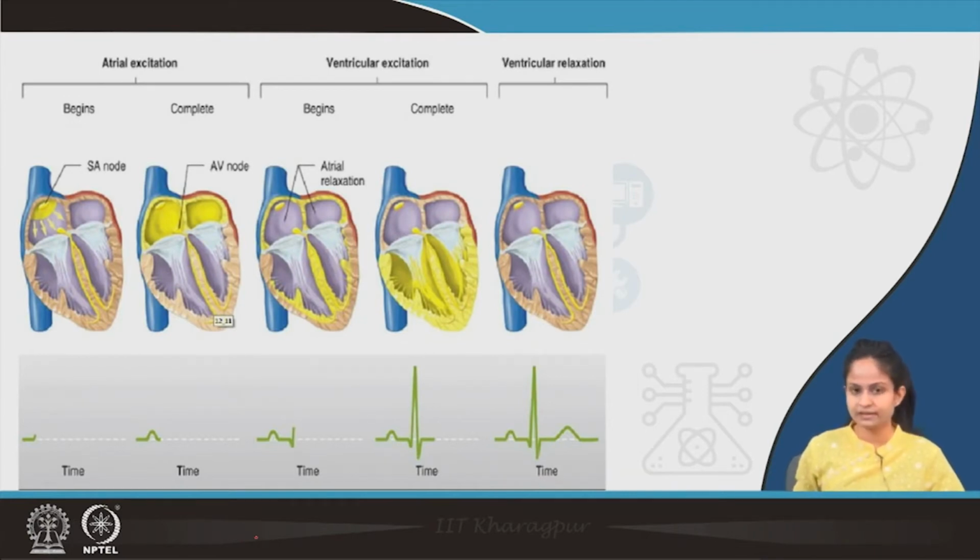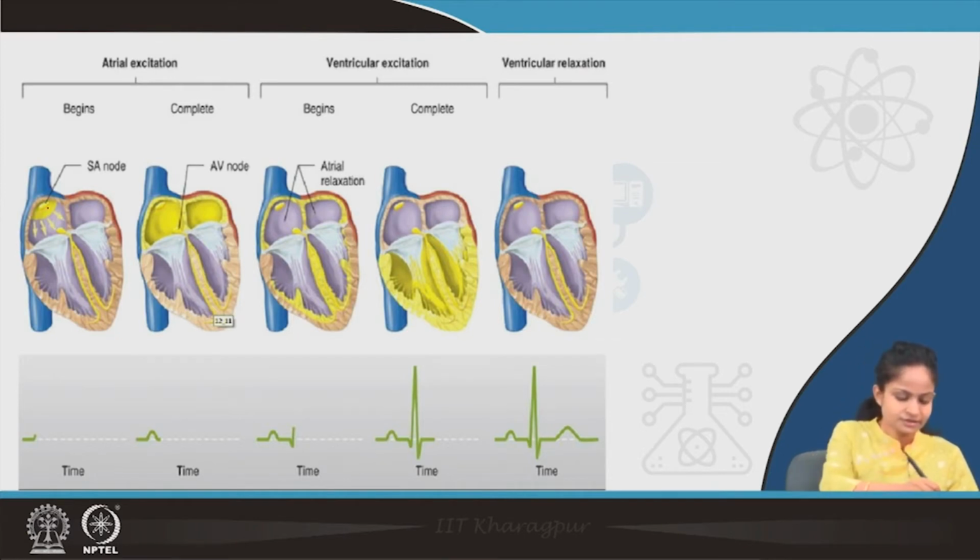Now, in the last lecture we had already studied the different types of waves in the ECG. We have P wave, we have QRS complex, Q wave, R wave and S wave. Then we have seen the T wave. So, the 5 types of waves we have seen. We will do a brief recap of whatever we had done in our last lecture.